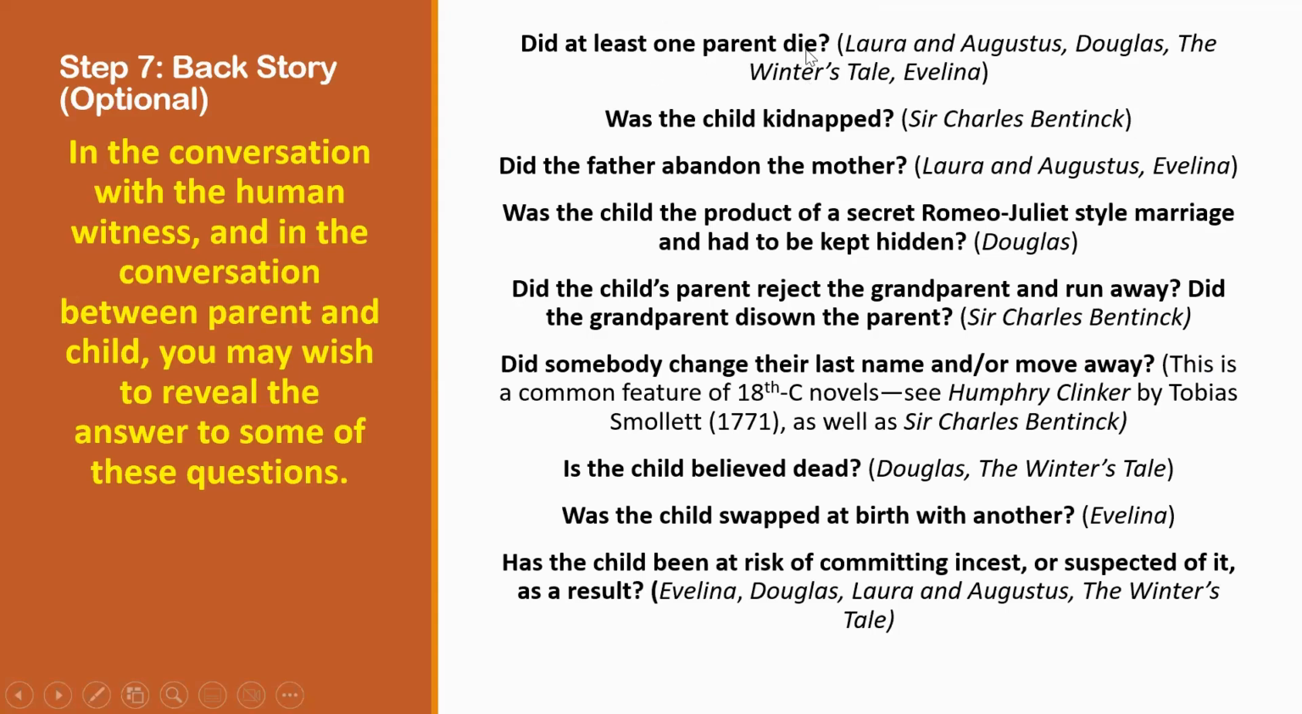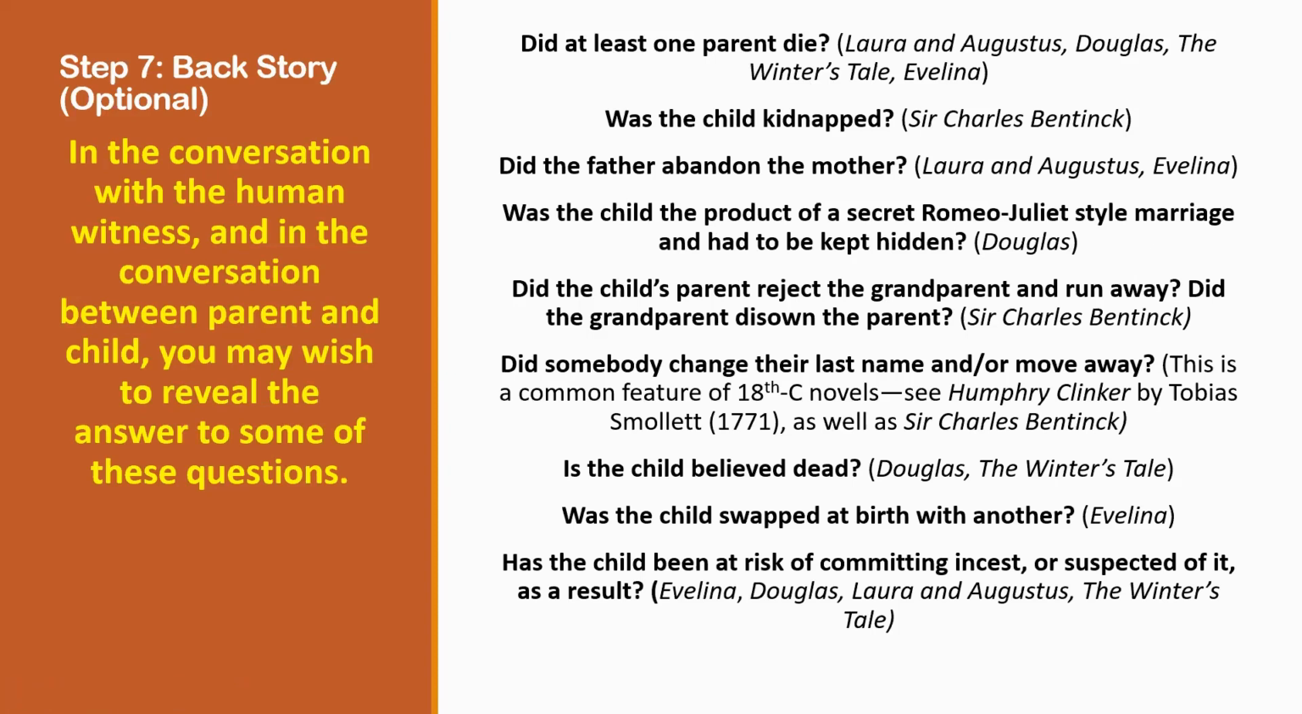So did at least one parent die, or was the child kidnapped? Did the father abandon the mother? Was the child the product of a secret Romeo-Juliet style marriage and had to be kept hidden? All of these things can happen today. Did the child's parent reject the grandparent and run away, and then the grandparent disowned the parent? That can certainly happen. Did somebody change their last name or move away?